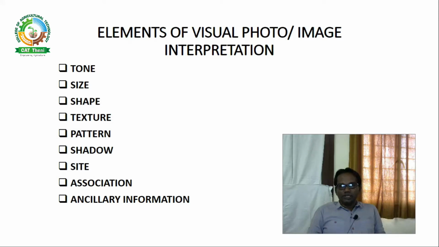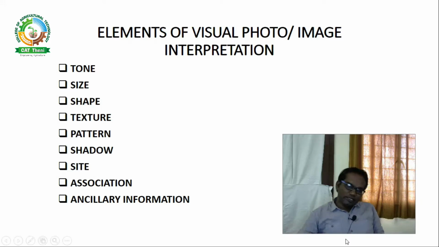Then let us move to the third lecture. I think it's the fourth lecture, elements of visual photo or image interpretation. Visual image interpretation uses the combination of eight elements: tone, size, shape, texture, pattern, shadow, site, association, and ancillary information, that is given in the slide. The first element is tone. Tone is the relative brightness or color of an object.